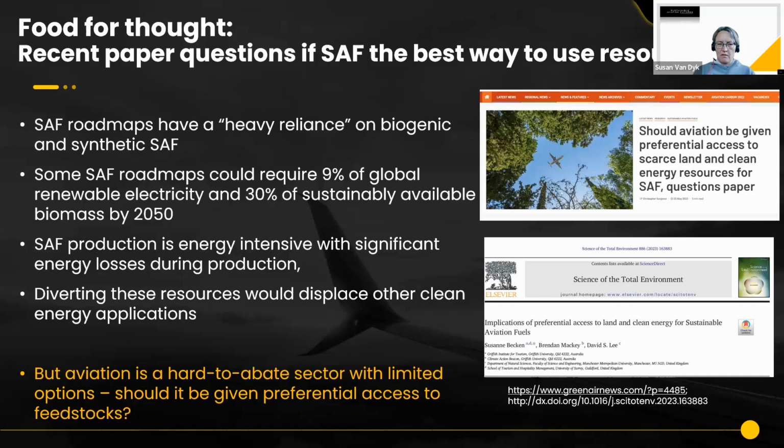There's a very, very interesting paper that was published, and an article also written on this issue, that if you look at the projections for SAF, both from biomass and from e-fuels, they're saying that you will need about 9% of global renewable electricity to meet eSAF requirements, and 30% of sustainably available biomass. So the academics question whether it really makes sense, because it's important to realize making SAF is not the most efficient way of using the resources.